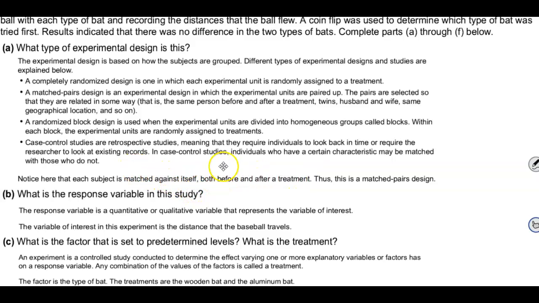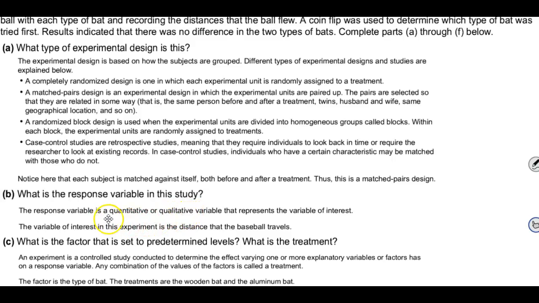In case control studies, individuals who have a certain characteristic may be matched with those who do not. In this scenario, each subject is matched against itself, both before and after a treatment. So this is a matched pairs design because you're comparing two bats. What is the response variable in this study?